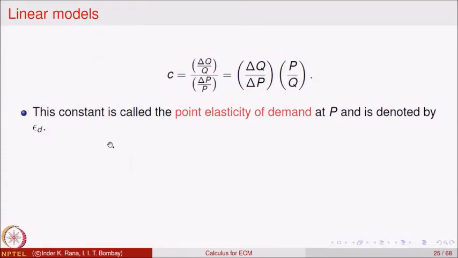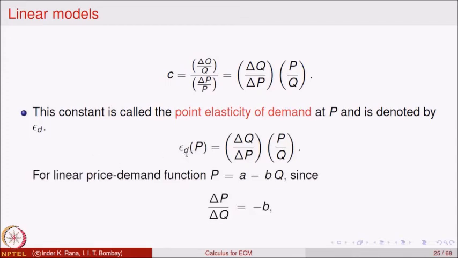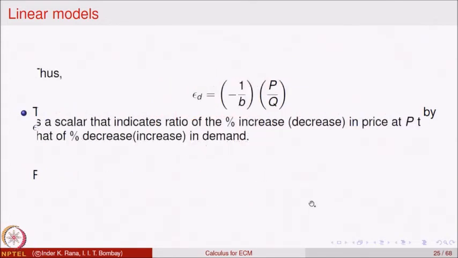So, the price elasticity of demand is defined by delta Q by delta P into P by Q. So, for a linear function, if the price demand function looks like P is equal to A minus BQ, right, that is the price demand function, then we know that delta P by delta Q is nothing but minus B, that is the slope actually.